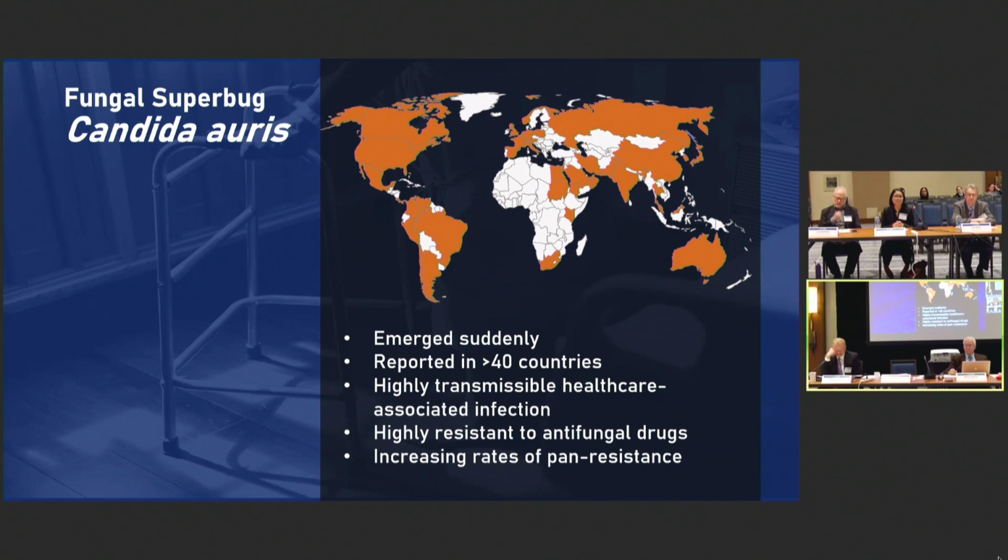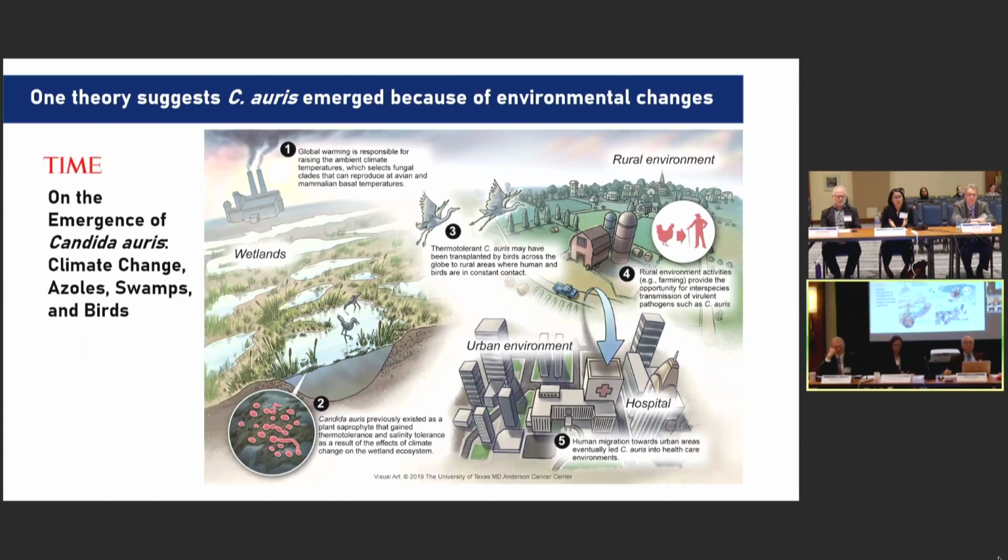It causes outbreaks of invasive infections in healthcare facilities. It's been reported in over 40 countries, and in the US, it's been reported in over 25 states. Highly transmissible HAI, where it colonizes the skin. We see person-to-person spread. It's highly resistant to antifungal drugs. It's pretty much intrinsically resistant to azoles. And there are increasing rates of pan-resistance, where we see resistance to all 3 available classes of antifungals for invasive infections.